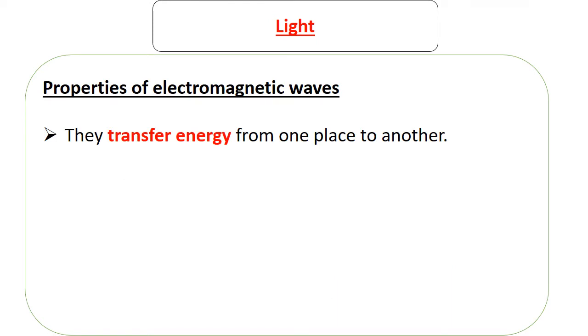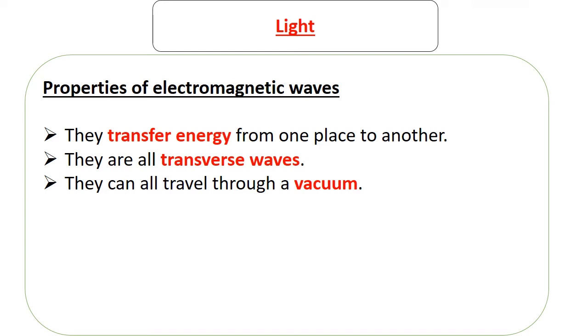The first is that they transfer energy from one place to another. When you switch on a bulb in your room, the light energy from the bulb will move from the bulb to where you are. So that's what this point means. Another property is they are all transverse waves. Remember the types of waves: longitudinal and transverse waves. These are transverse waves, which means the direction of propagation is at right angle, or perpendicular, to the direction of oscillation.